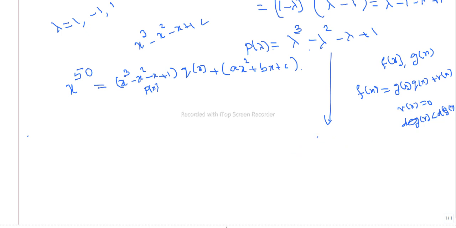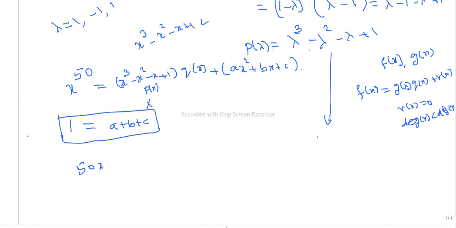If we substitute x equal to 1, the left hand side is 1 and this is 0, because if we substitute x equal to 1, this is 0, and here we get a plus b plus c. So we get one equation, a plus b plus c equal to 1. Now if we differentiate both sides, therefore we get 50 into x power 49.